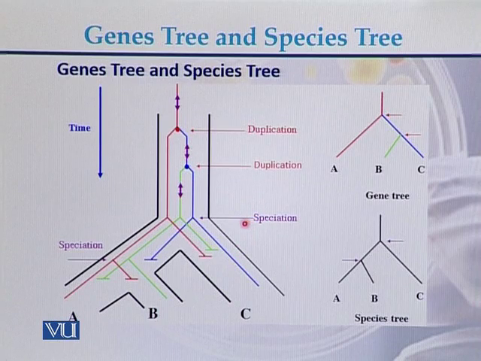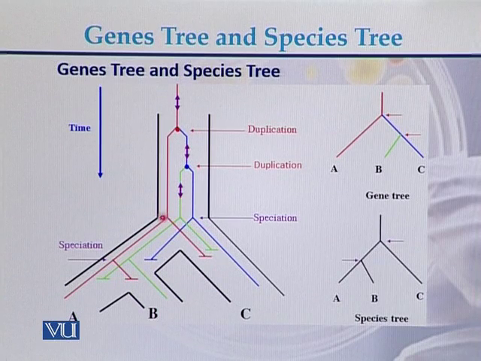On the other hand, what is the species tree? Speciation is the phenomenon by which species emerge. Here we can see this is species A, this one represents species B, and this one represents species C. So duplication was here, and again duplication was here. As a result of duplications, DNA was duplicated.